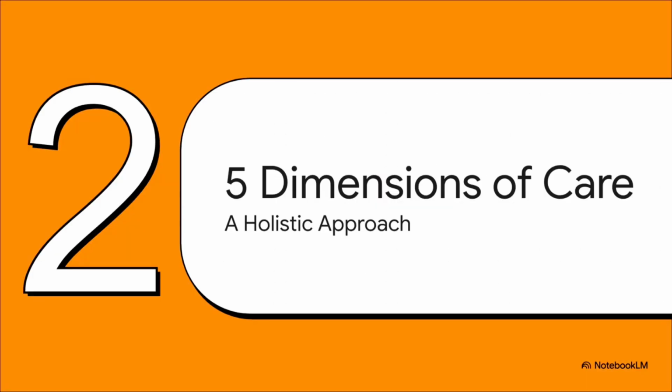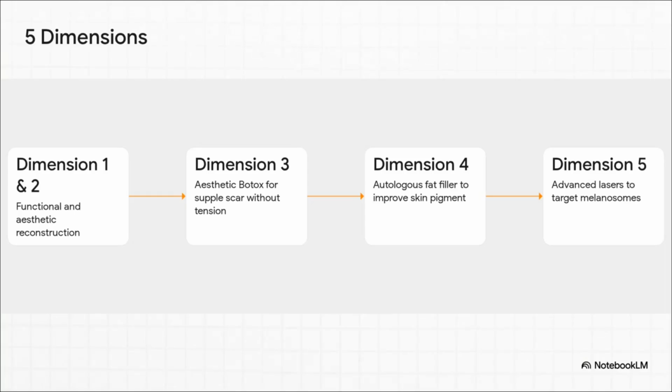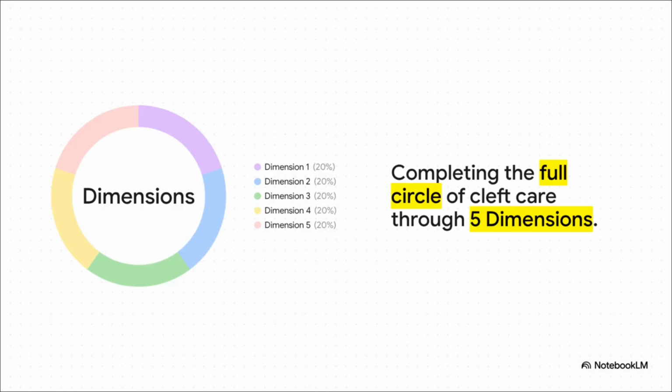Section 2, 5 dimensions of care, a holistic approach. Now let's look at the bigger picture. In well-resourced medical units, cleft repair moves way past that basic functional closure. It's a progressive disclosure of care. Surgeons are bringing advanced aesthetic medicine right into the plastic surgery toolkit. So you start with a functional and aesthetic reconstruction, then move through secondary corrections like a Tajima primary rhinoplasty, and then go all the way into highly specialized stuff like aesthetic Botox, fat grafting, and even advanced lasers. It completely brings the whole process full circle.